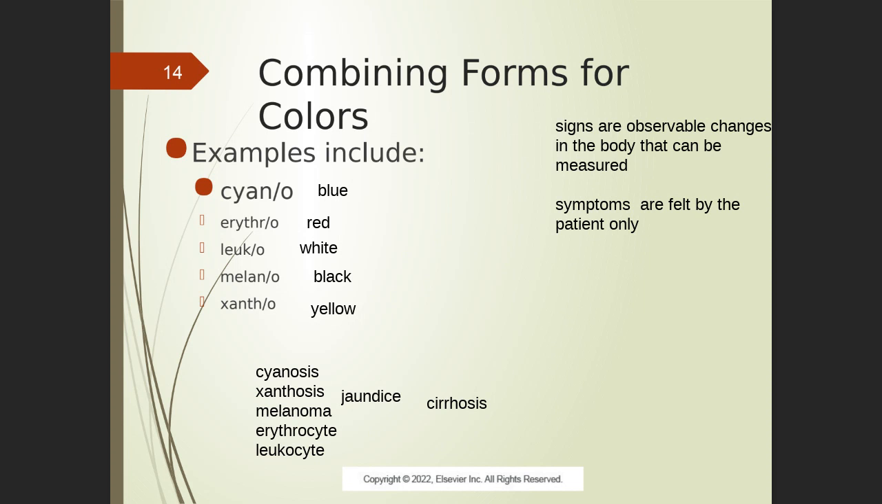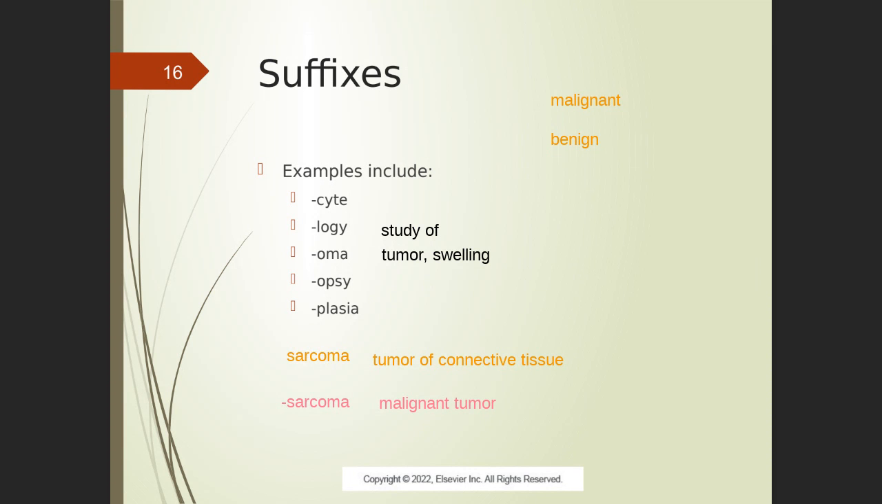Erythrocyte, cyte is a suffix that means cell, right? So cyte means cell. And you have three basic different types of cells in your body. You have leukocytes, erythrocytes, and thrombocytes. We're going to be talking about thrombocytes later on, but today we're going to be talking about erythrocyte and leukocyte. Okay, so there is one thing that I do want to show you, and that is osis.